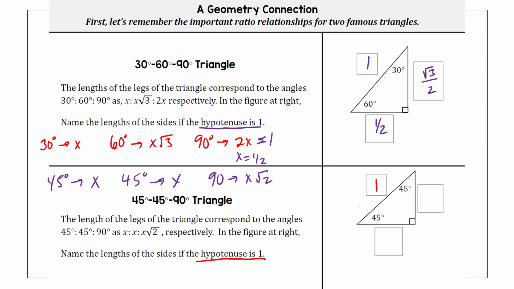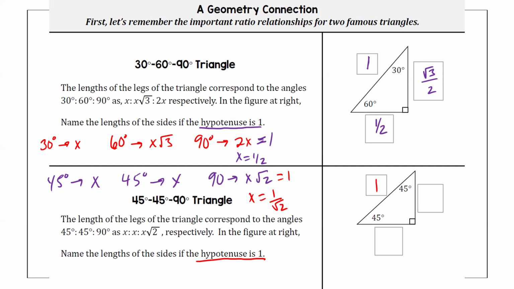Okay, so now across from 90, we know it equals what? 1. So what would I need to do to get x by itself here? I just divide. Same thing. Just like you divided by 2 here, this time instead of 2, you're dividing by square root of 2. Okay?